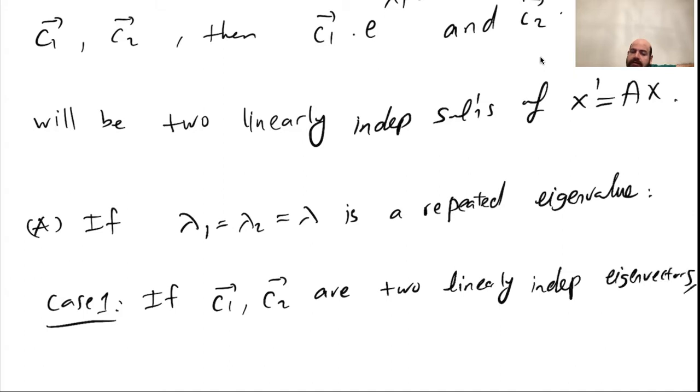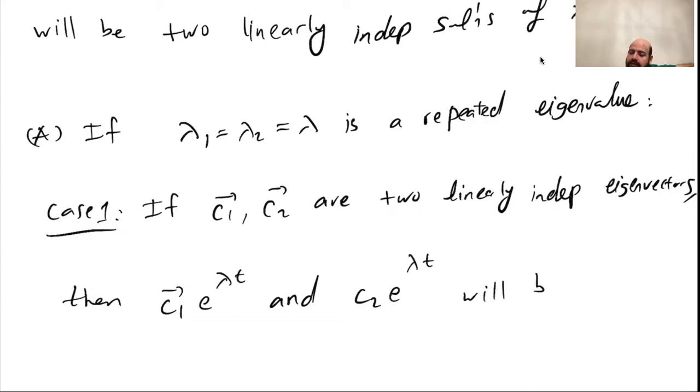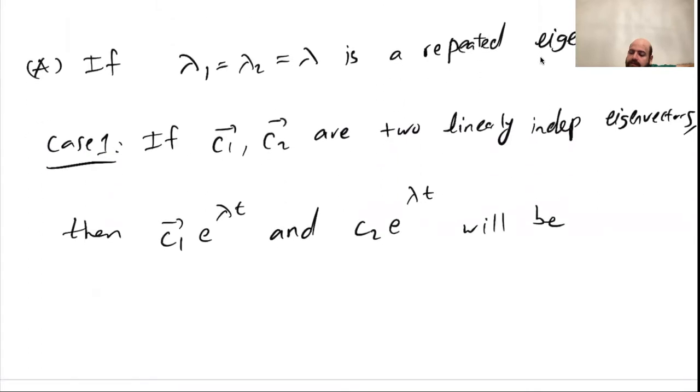Again, the recipe will be similar to what we described above. Then C1 e to power lambda 1 t and C2 e to power lambda 1 t will be 2 linearly independent solutions of this ODE.